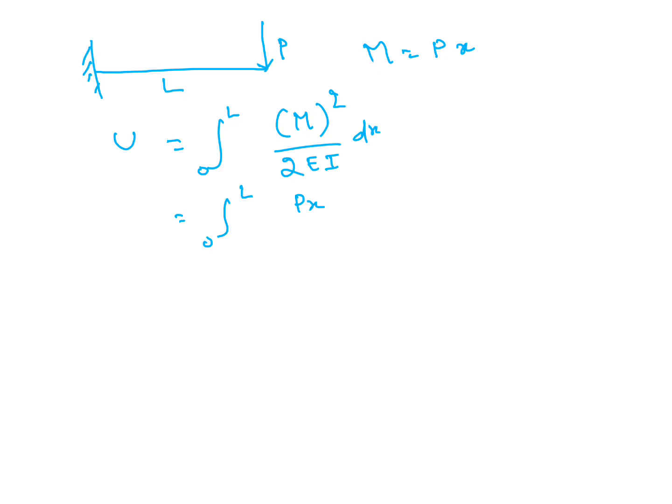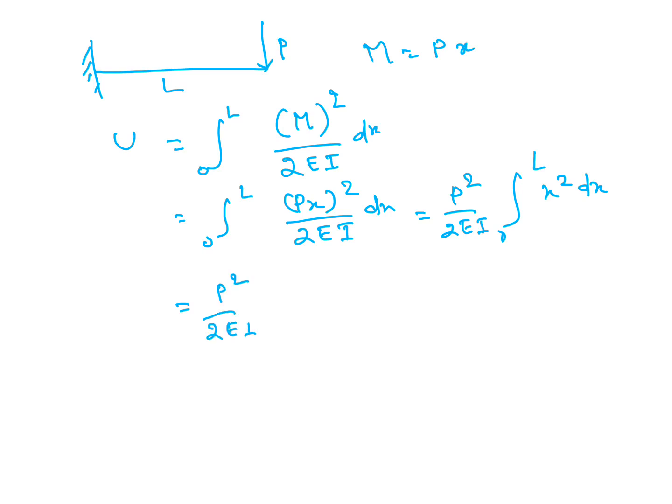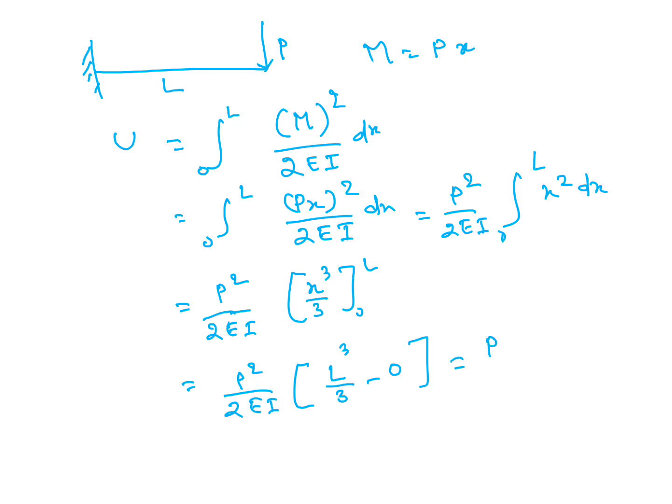0 to L, P into x squared by 2EI dx. It is equal to P squared by 2EI, taken outside, integral 0 to L of x squared dx. If you do the integration, x cubed by 3, 0 to L. So P squared by 2EI into L cubed by 3 minus 0. So finally we will get P squared L cubed by 6EI. That is the same answer, B.